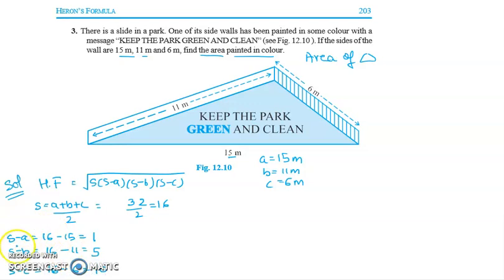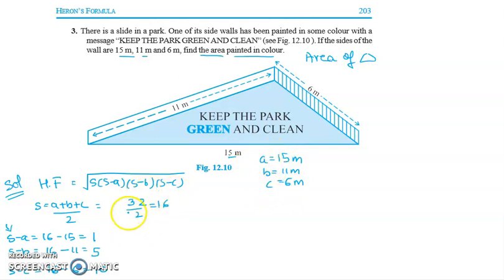I hope, students, there is no doubt in this. I'm repeating again: s is (a plus b plus c) by 2, so add these 3 sides. This is 32, so 32 by 2 is equal to 16. So s minus a is 16 minus 15, which is 1. s minus b is 16 minus 11, and s minus c is 16 minus 6, which is equal to 10. Very simple. You can take this a, b or c in any order, it does not make any difference. It is not fixed that you have to take a as 15. You can take a as 11, b as 6 and c as 15. Does not make any difference.